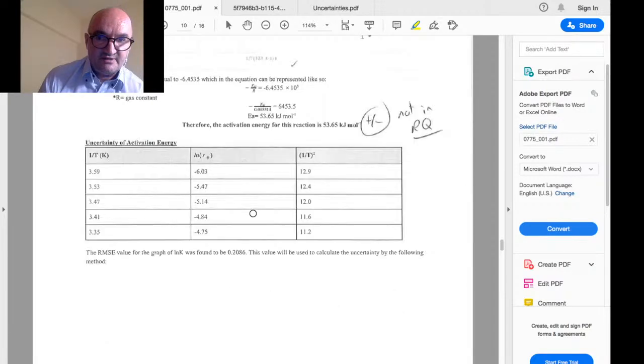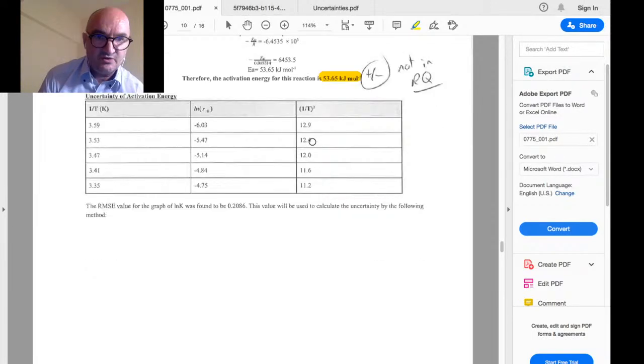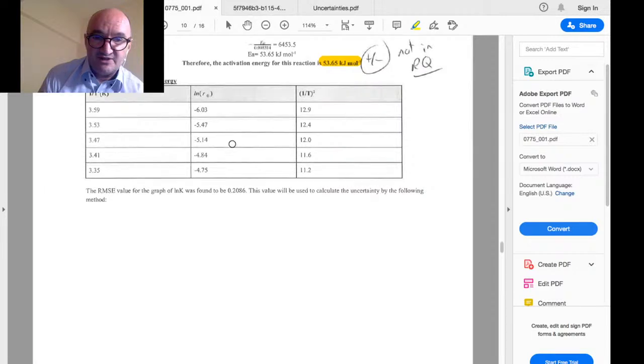She doesn't compare this. You must compare this all the time with your literature value. She must have found a literature value somewhere. And then you can do an uncertainty against your value with the literature value. And that's great data treatment. Okay. Uncertainty of activation energy. I don't see it.